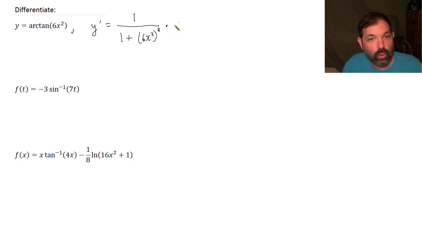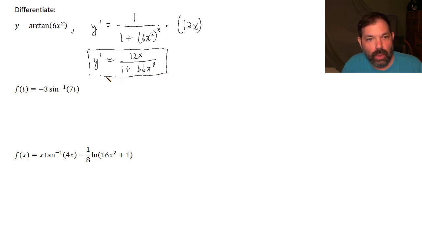Now here's the chain rule. I'd have to differentiate the 6x squared, 12x. So we might write that then as y prime is equal to 12x over 1 plus 36x to the 4th. That's what I would write. Y prime is 12x over 1 plus 36x to the 4th.